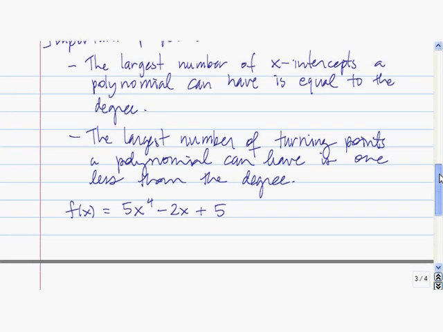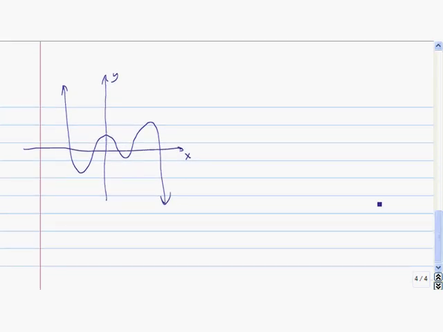Let's look at another example to illustrate this. Okay, so this polynomial here has 1, 2, 3, 4 turning points. So I know that this cannot be a degree 1 polynomial because the most turning points a degree 1 polynomial can have is 0. Okay, so a degree 1 polynomial can't have turning points.